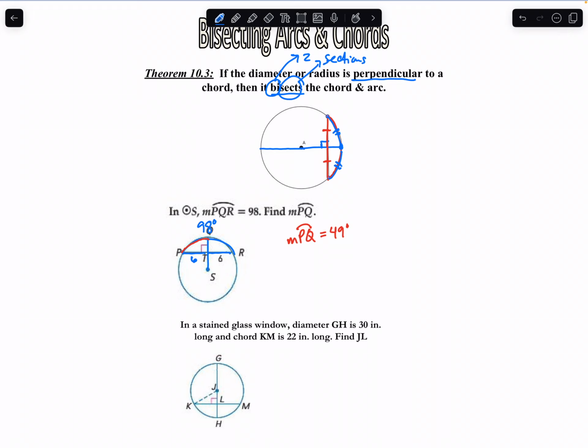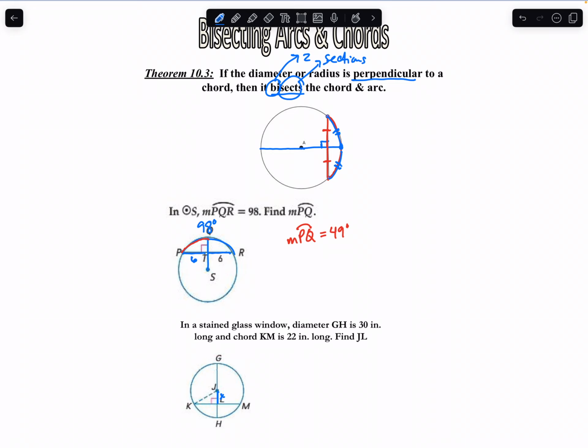In this next example, we have a stained glass window that has a diameter of 30 inches, and the chord KM is 22 inches long. Notice how the diameter is intersecting the chord at 90 degrees. So we want to find the length of JL, not JK. We want to find this length. Let's call it X.